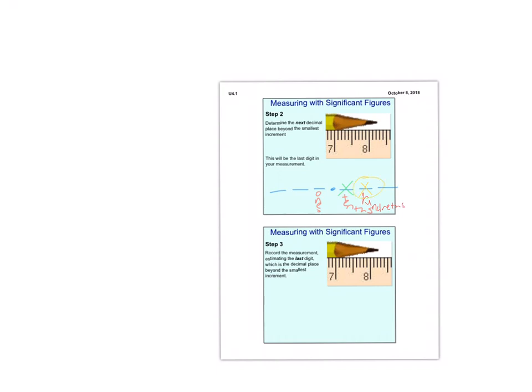This spot right here is going to be called your estimated digit or your uncertain digit. Every proper measurement has an estimated digit or a guessed digit within it. And it's always going to be 1 decimal point beyond what the smallest increment is.